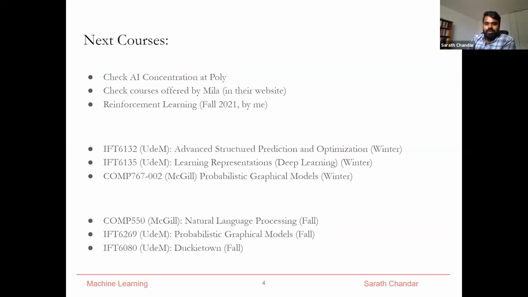And there is also probabilistic graphical models at McGill, which is also offered at UDM next fall, in case you cannot take it in winter. Then there is an optimization and structure prediction course at UDM, and there is also an NLP course in the fall. We have one at McGill, but we also have an NLP course at Poly, so you would see that in the AI concentration. And there's also this course called Duckietown at UDM, which is about self-driving cars, if you're interested in self-driving cars.